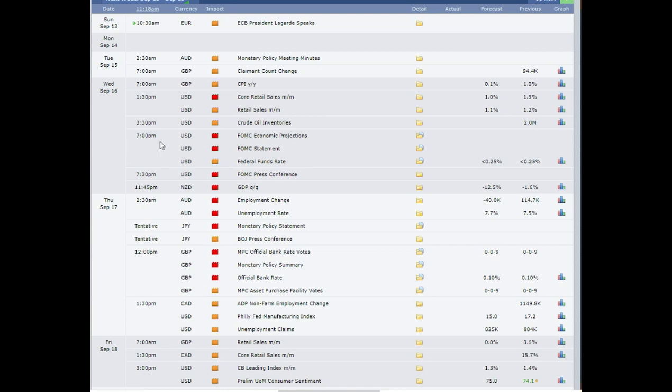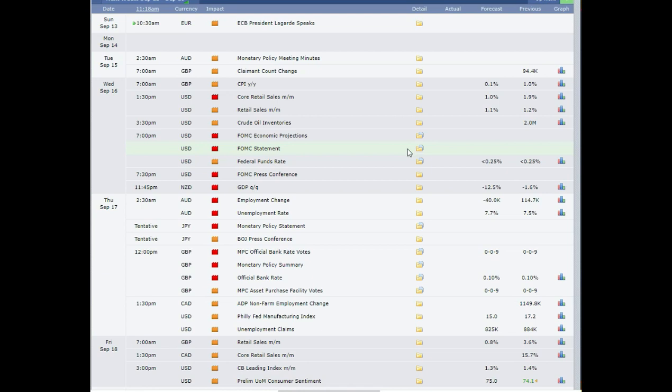Then at 7 p.m. we have the FOMC economic projections report coming out. If it is hawkish, it's going to be good for the currency. So you have to listen to the Bloomberg radio and see what it says. And then at the same time you have the FOMC statement.